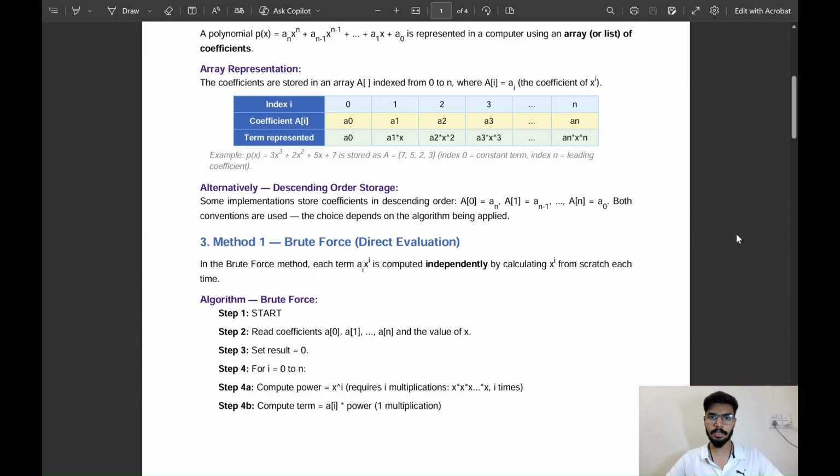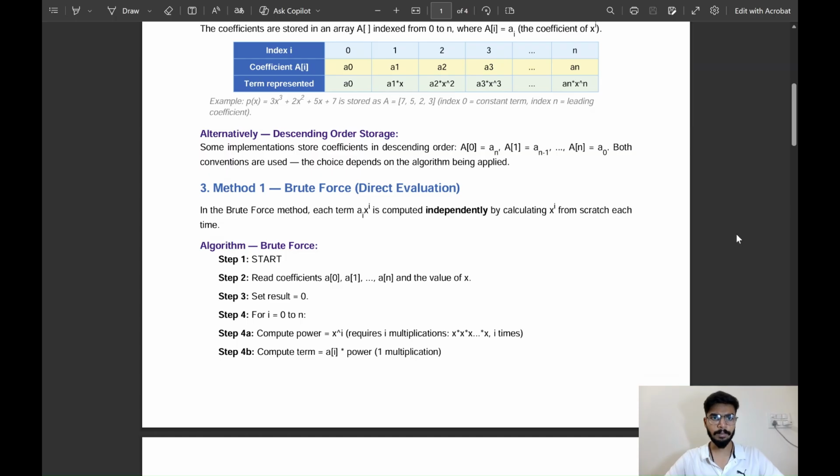Alternatively, we also have descending order storage, where a_0 is equal to a_n, a_1 is equal to a_(n-1), and a_n is equal to a_0, in reverse order. Both are convenient for the user, and it depends on the user which one they choose.